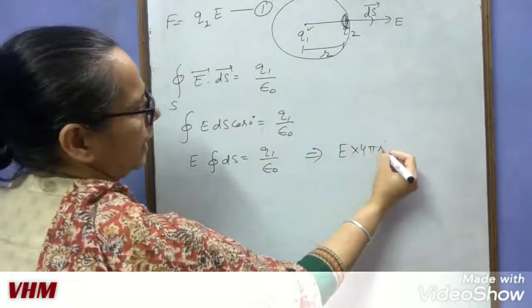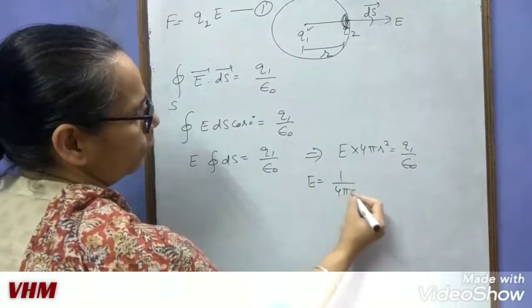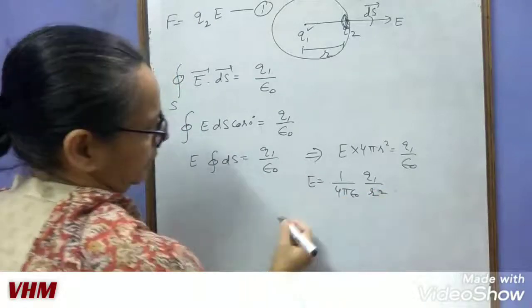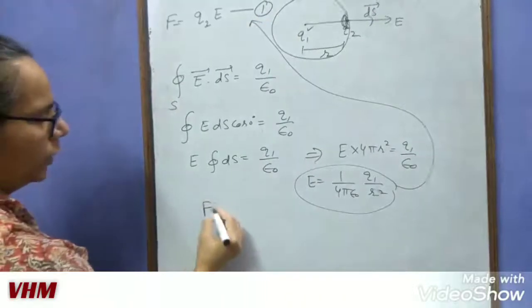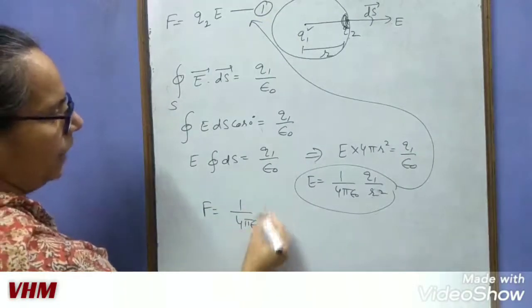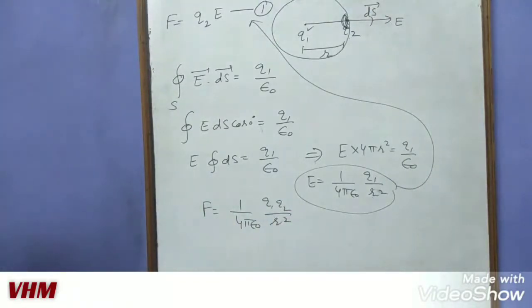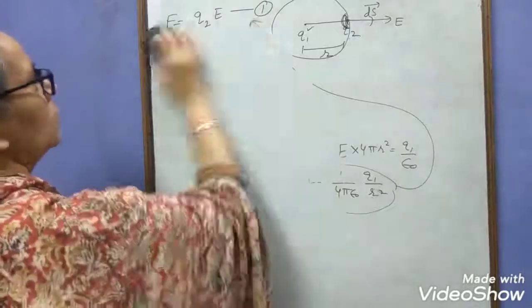E into 4 pi r square equals Q1 upon epsilon naught. This is 1 over 4 pi epsilon naught Q1 upon r square. Now we use this value in this equation. What we got here? 1 by 4 pi epsilon naught Q1 Q2 upon r square, and that is called the Coulomb's law. This is the Coulomb's law by using this Gauss theorem. Okay. And the next is electric field due to the line charge by using this Gauss theorem.